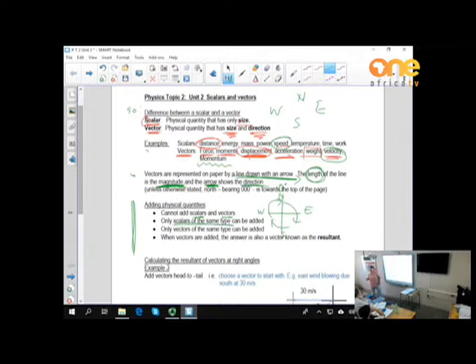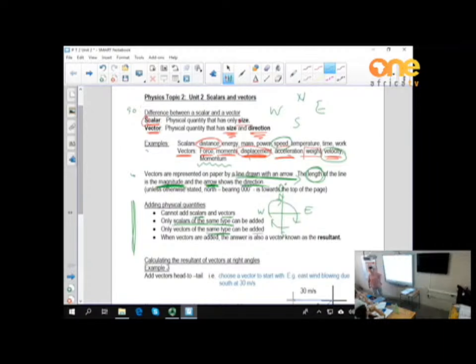This means if I have time, I've got 60 seconds plus 45 seconds plus 36 seconds. They are all in the form of seconds. They are of the same type. I can't go and add 36 seconds to 7 meters. That doesn't make sense. They're not the same kind. So within scalars and vectors, we can also only add like quantities. Only vectors of the same type can be added.